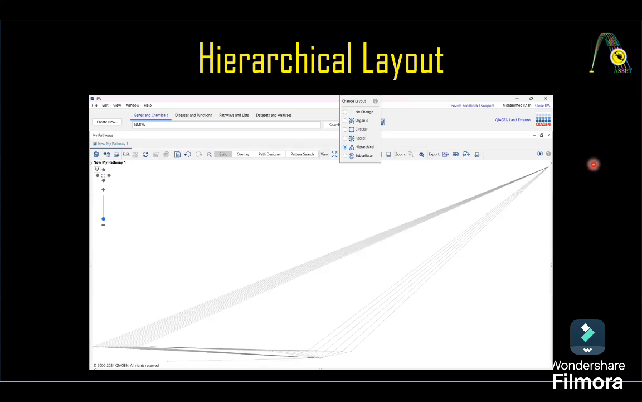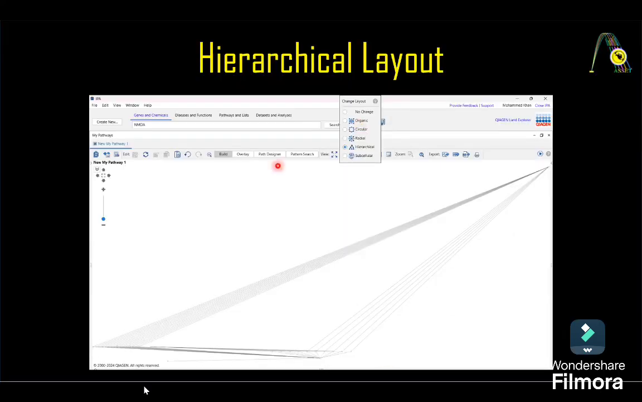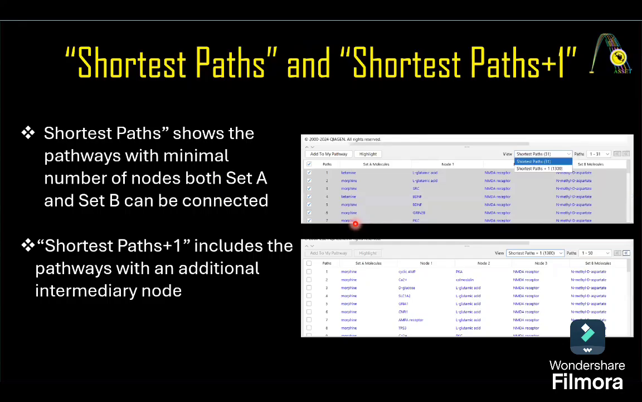So you're also able to move the nodes. But an example of how a hierarchical layout would look without the nodes being spread apart is like this. So sometimes it may show the pathway looking like this. In other cases, the nodes may be spread apart like this. So just know that you can change it to your own needs. You don't have to just rely specifically on what IPA provides for you.